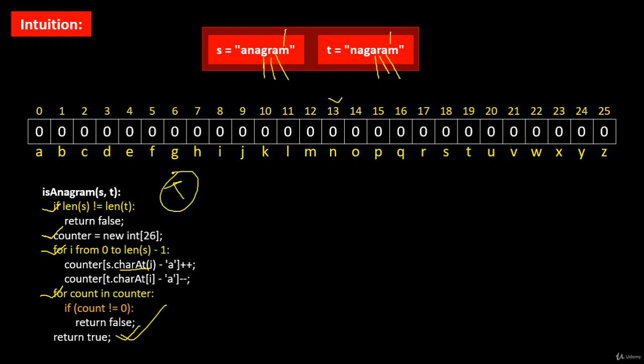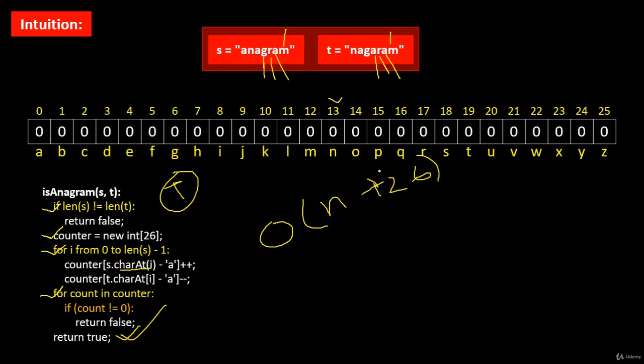This is how we can solve this problem in constant space complexity. For better understanding, I highly encourage you to go through it with your own examples. Then it will make sense. This is not a hard problem. I think this is an easy problem if you try with your own examples. The time complexity for this problem is big O of n plus 26.